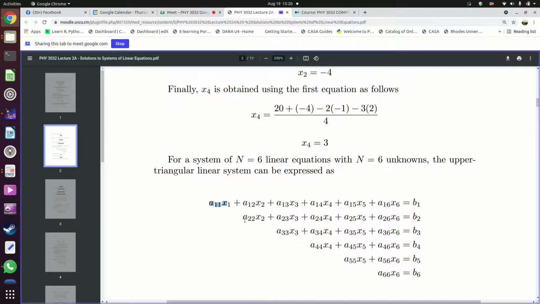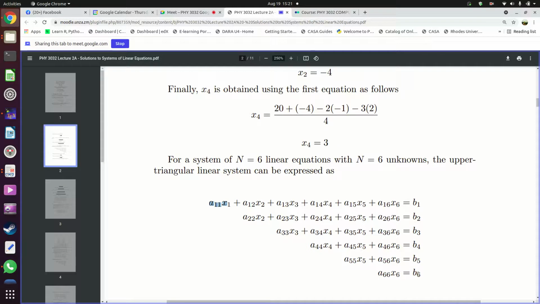Then this other one here, a22 x2 plus a23 x3 plus a24 x4 plus a25 x5 plus a26 x6 equals b2. Then a33 x3 plus a34 x4 plus a35 x5 plus a36 x6 equals b3. Then a44 x4 plus a45 x5 plus a46 x6 equals b4. Then a55 x5 plus a56 x6 equals b5. a66 x6 equals b6.